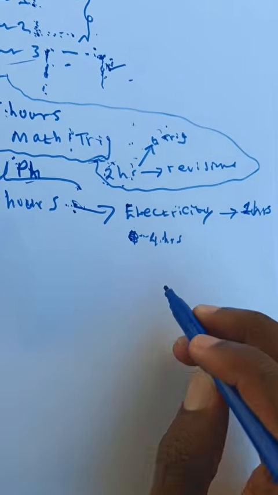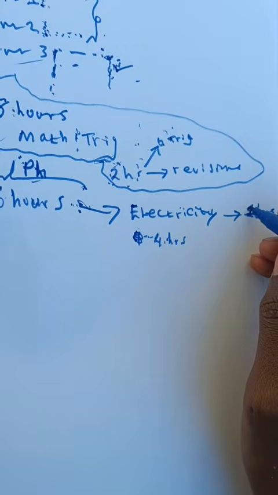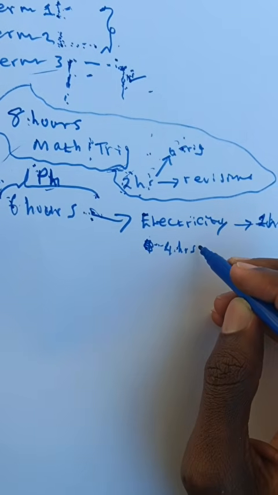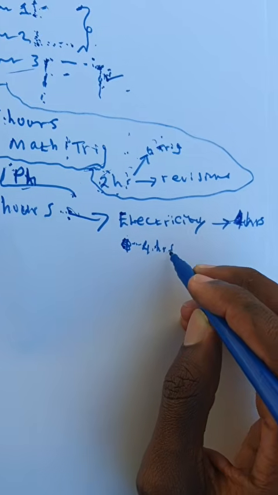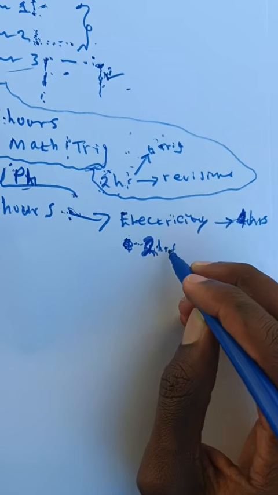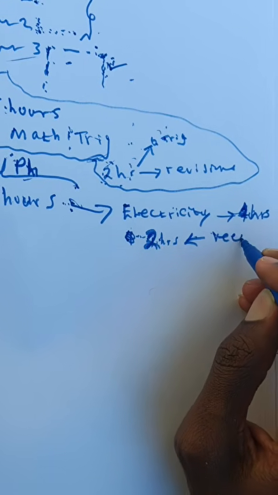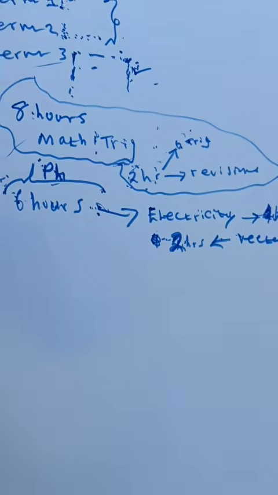You do some revisions, or you can put 1 hour. Now this is too small unless maybe you're very sharp, but I recommend, since in revisions you even need to solve some questions, that you give it 2 hours at least. Then 4 hours is going to electricity, 2 hours is going to revising. Maybe you're revising vectors. So I'm just giving you an example.